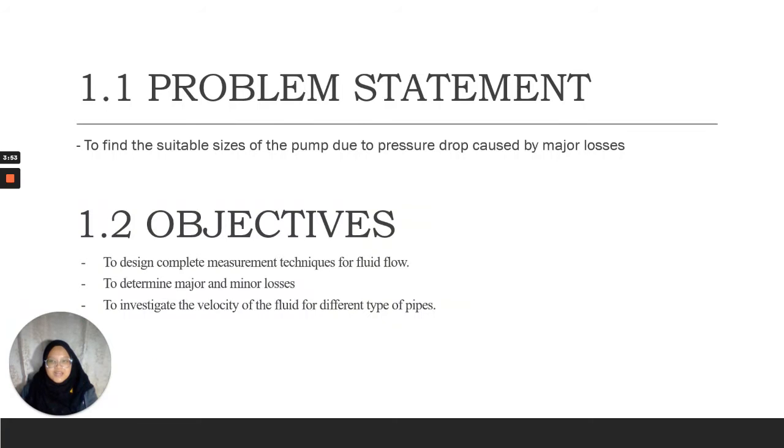Next, this is the problem statement. Our problem statement is to find the suitable size of pump due to pressure drop caused by major losses. The objective of the experiment is to design complete measurement techniques for fluid flow. The second objective is to determine major and minor losses. And the last one is to investigate the velocity of the fluid for different types of pipes.